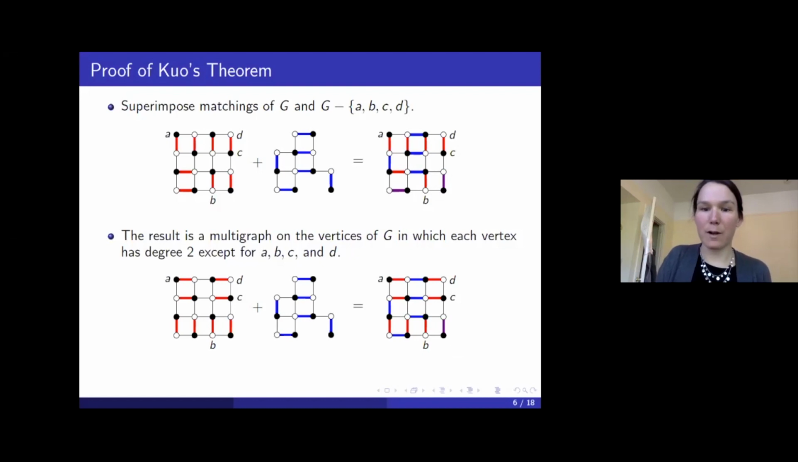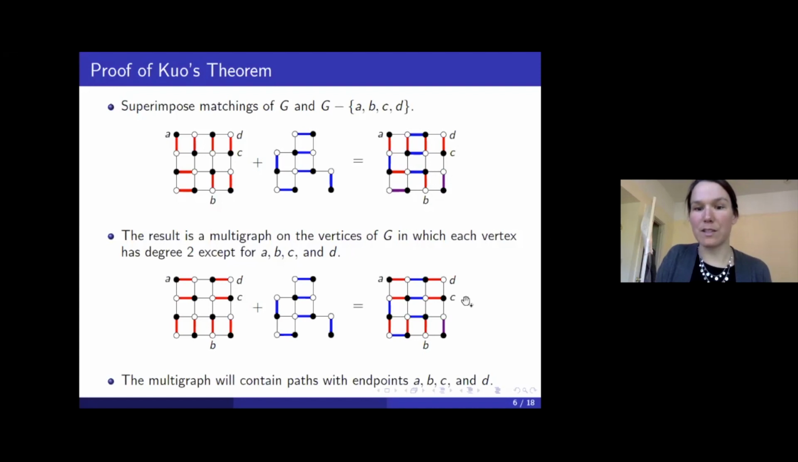And the thing that I want to point out is that both of these multigraphs have 2 paths with endpoints A, B, C, and D. So this first one has paths from A to B and C to D, and the second one has paths from A to D and B to C. And just notice that it wouldn't be possible for us to have a configuration with paths from A to C and B to D, because those paths would have to cross, and then we would have to have a vertex with degree 4. So we're always going to be in one of these two situations.